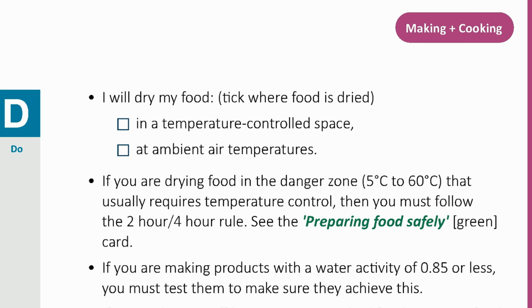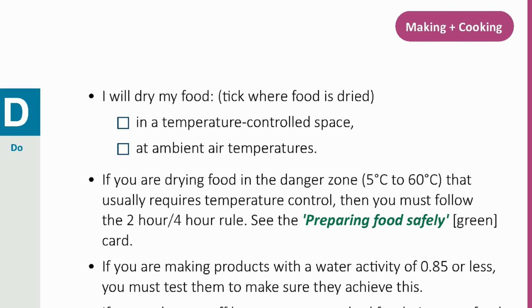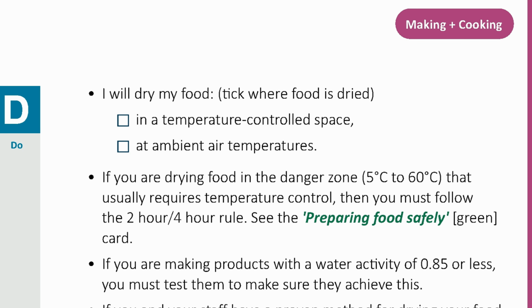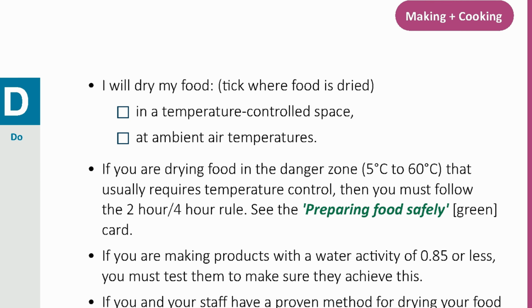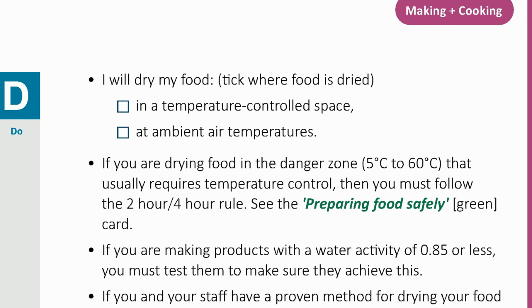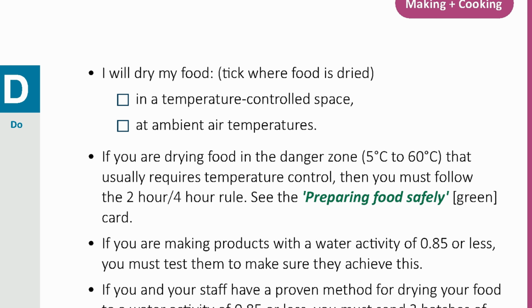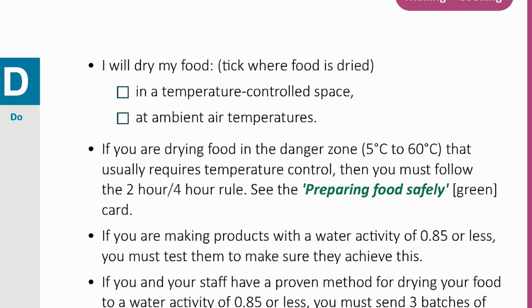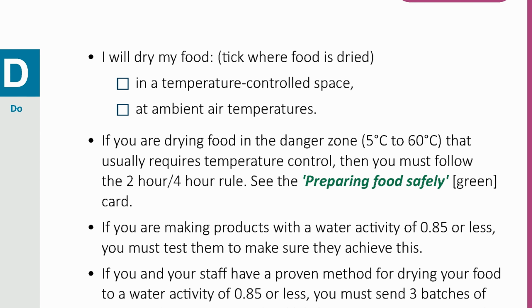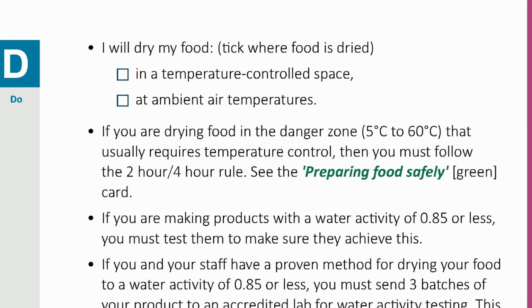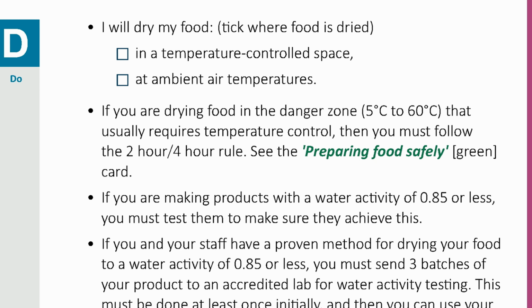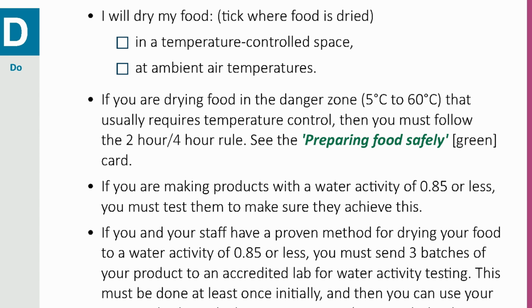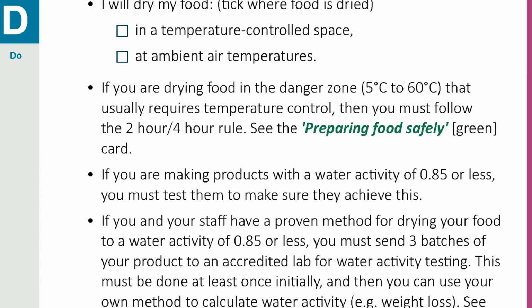I will dry my food where food is dried: in a temperature-controlled space, or at ambient air temperatures. Remember to complete your copy of the template by ticking which applies. If you are drying food in the danger zone, 5 degrees Celsius to 60 degrees Celsius, that usually requires temperature control, then you must follow the 2-hour 4-hour rule. See the Preparing Food Safely card.